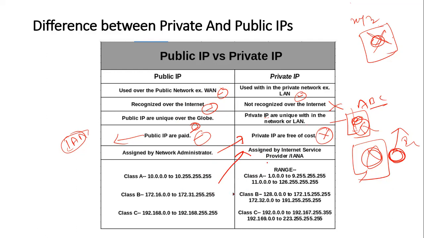And these are the public IPs. Public IPs are assigned by IANA, and these are the ranges of public IP addresses. This is about the differences between private IP and public IPs.